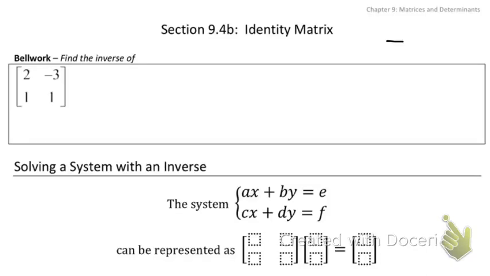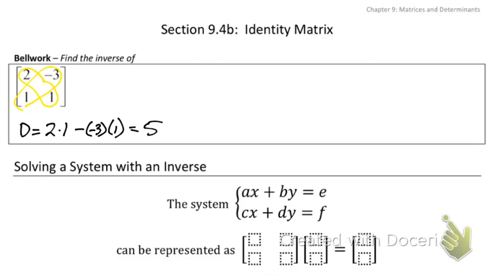To find our inverse, the first thing we need to do is make sure it's a square matrix. Check. All right, the next thing to do is find the determinant. Our determinant is going to be our angled ones multiplied and then subtracted. So we're going to have 2 times 1 minus negative 3 times 1. Well, that's going to be 2, plus 3, so that's going to be a 5.